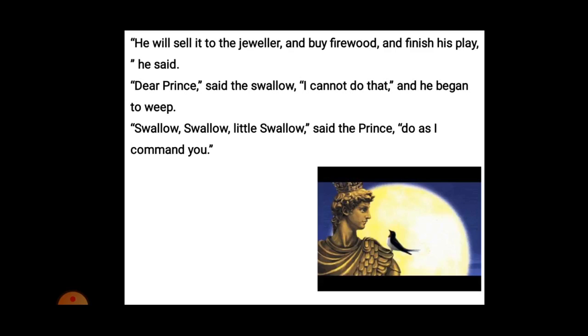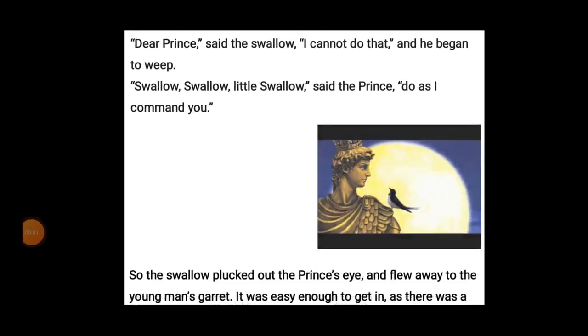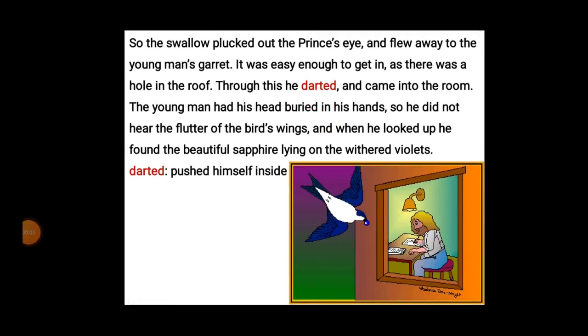And he began to weep, he began to cry, because he could not take the eye of that happy prince. "Swallow, swallow, little swallow," said the prince, "do as I command you. If you want to help me, please do as I tell you." So the swallow plucked out the prince's eye and flew away to the young man's garret.